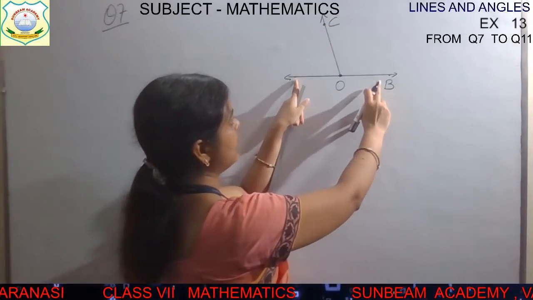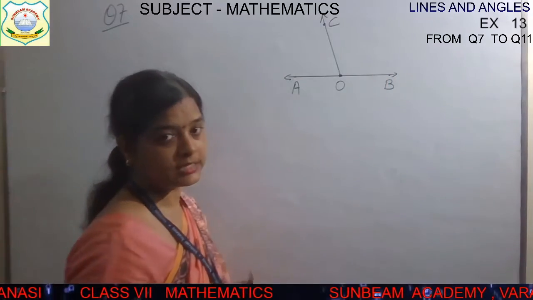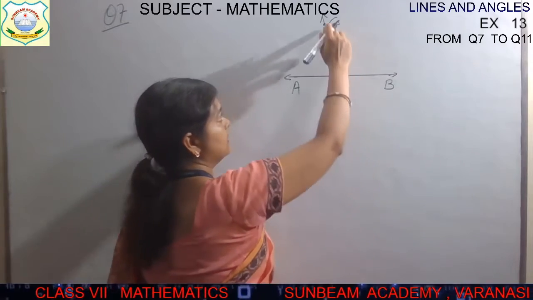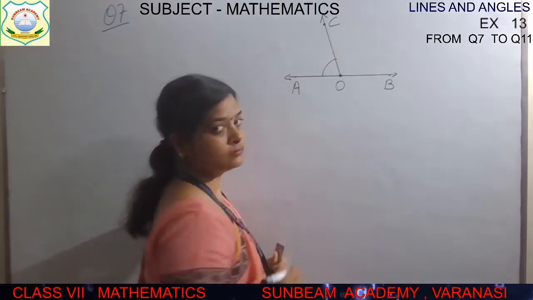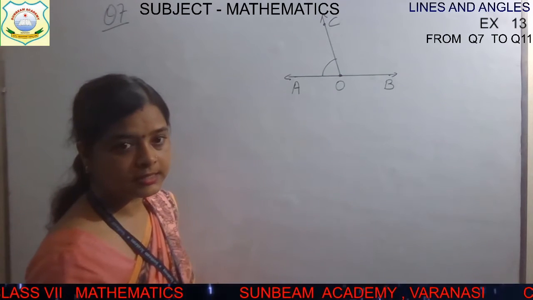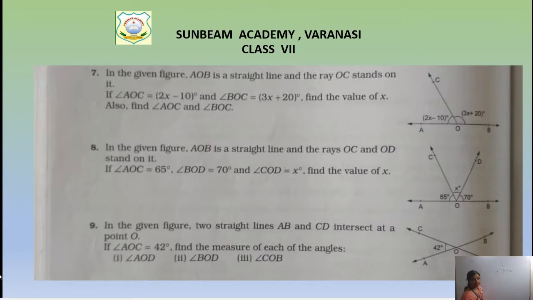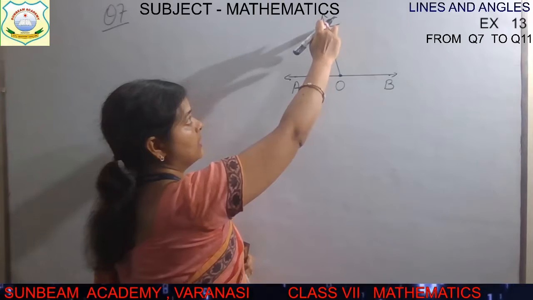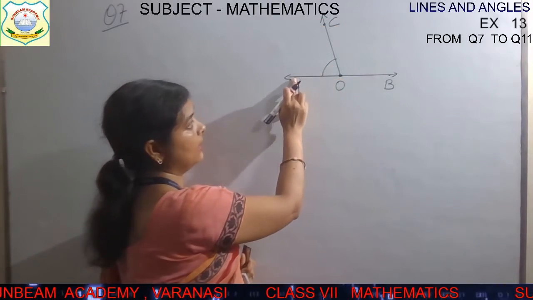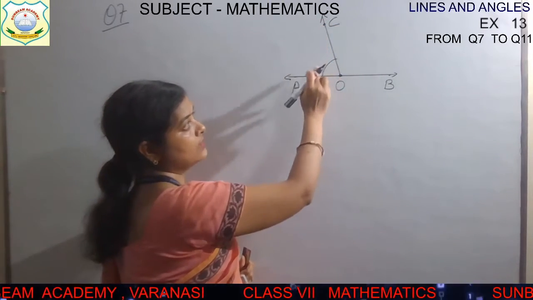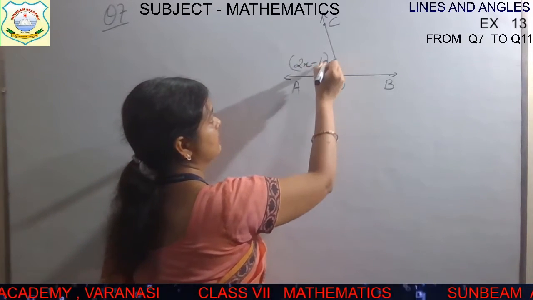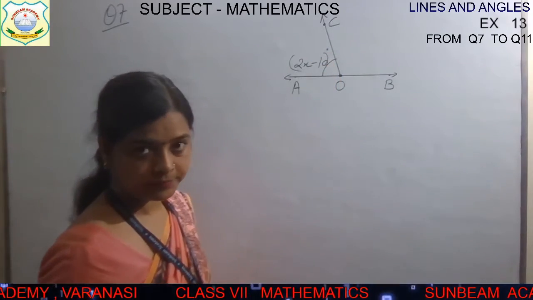And AB has two fixed points, that's why it is a line. OC is a ray. It is making an angle. Isn't it? And the angle AOC is 2x minus 10. AOC means this one. 2x minus 10 degree, children. It is in a bracket.